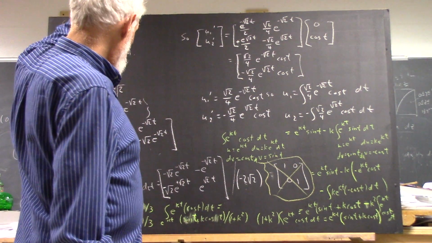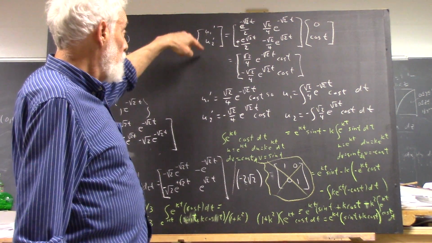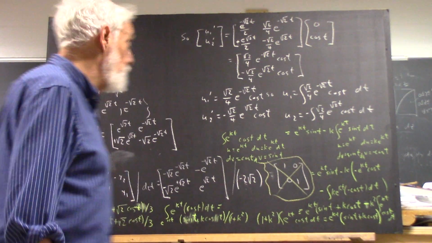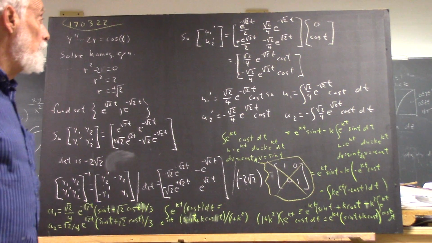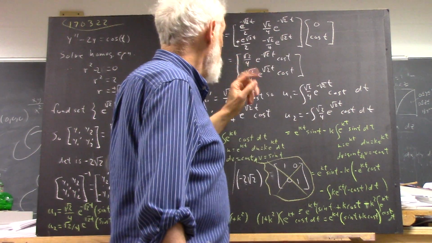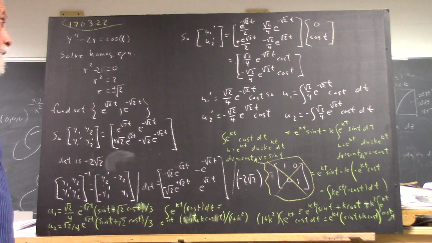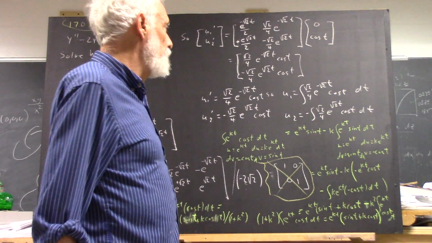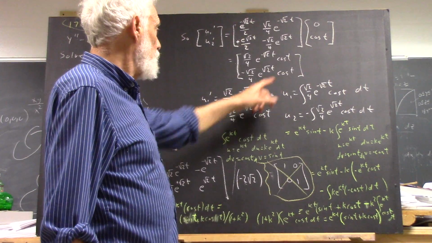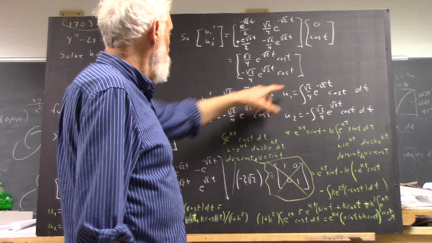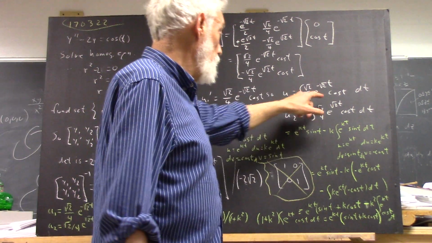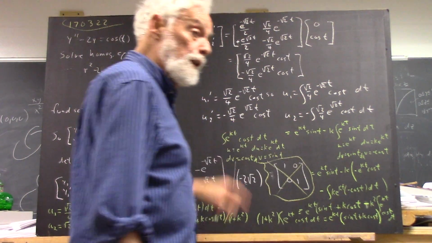Okay, from this then we get u1 prime, u2 prime is our inverse matrix times our 0, g of t matrix, g of t being our cosine of t. And we multiply that out and we get this, which I do believe is correct. Now, that tells us that u1 prime is the square root of 2 over 4 e to the negative square root of 2 t times cosine t. That's our u1 prime. Our u2 prime is this. I don't have to read it to you. So that u1 is the integral of this, and u2 is the integral of this.